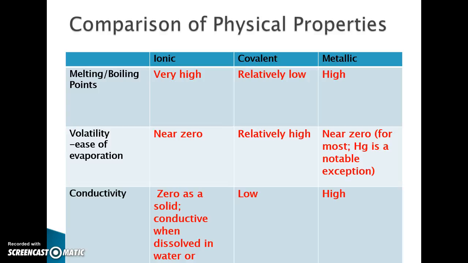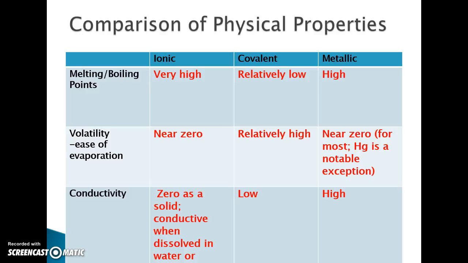It is very hard to melt or boil an ionic compound. You are not going to melt salt easily, okay? So they have very high melting and boiling points. There's a lot of variation in covalent compounds, but relatively compared to the others, they're low, and metallic compounds have high melting and boiling points. Volatility refers to the ease with which something is evaporated. So for ionic compounds, it's near zero. For metallic compounds, it's also near zero for most, with mercury being a pretty notable exception, and covalent compounds are relatively high. As far as conductivity goes, metals are great conductors, and covalent compounds tend to be insulators.